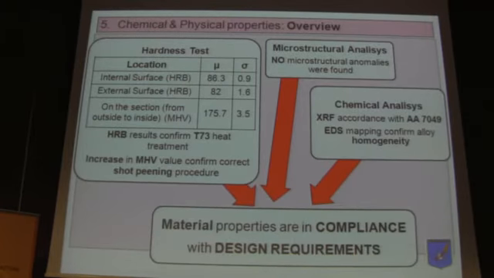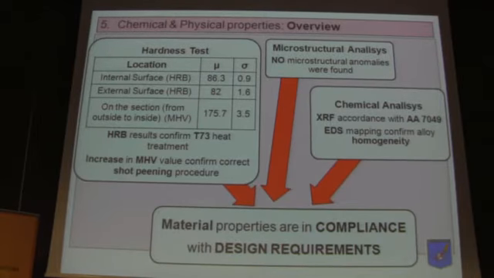And then we proceed with the characterization of the material in order to verify the compliance with drawing requirements. And we perform a chemical analysis with XRF to recognize the alloy, and with the ADS to verify the homogeneity of the alloy. Then a microstructural analysis where we didn't find anything strange, and some hardness test in order to confirm the heat treatment required from design requirements and the mechanical treatment. And the material properties are in compliance with the drawing requirements.